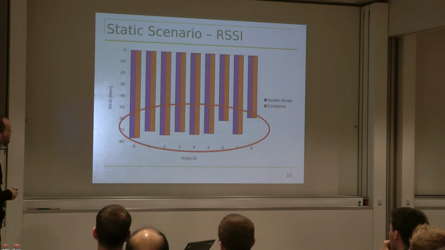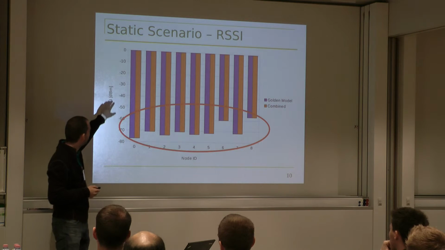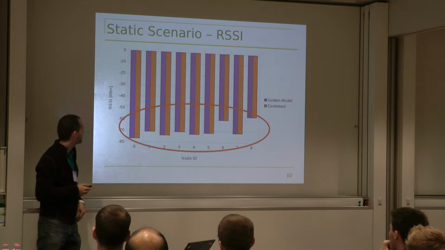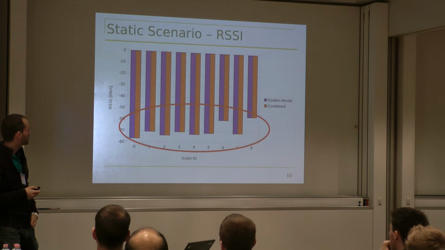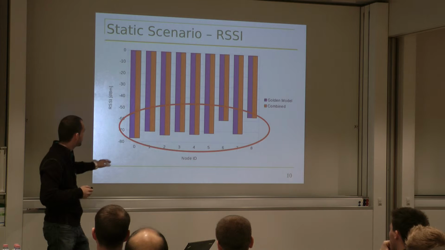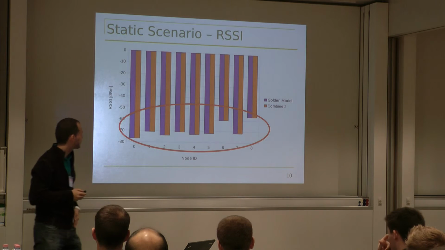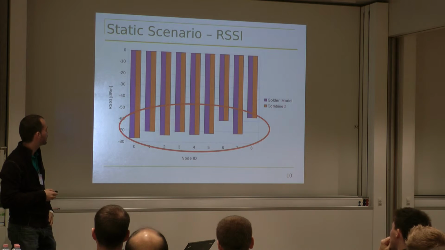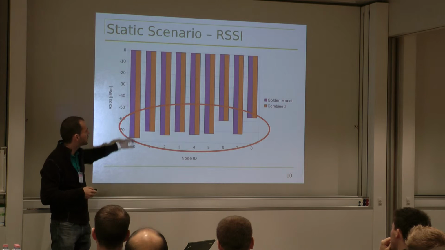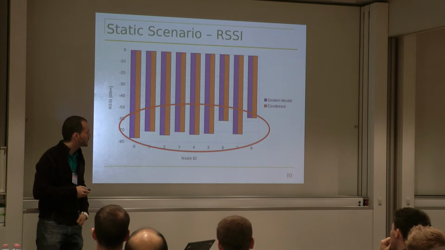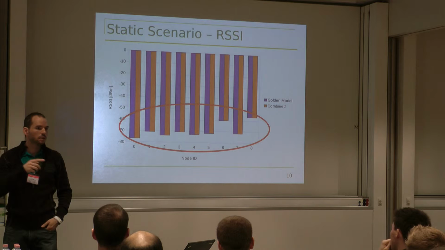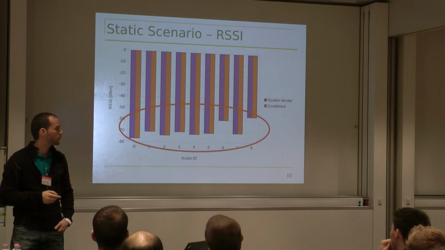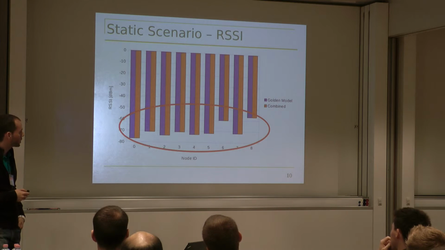So first, the static scenario. You have here on the y-axis the received signal strength from the different sensor nodes, and on the x-axis the node ID of the node. Here we have 9 nodes, and as you can see, highlighted in red, the received signal strength between the gold model and the combined model match exactly.